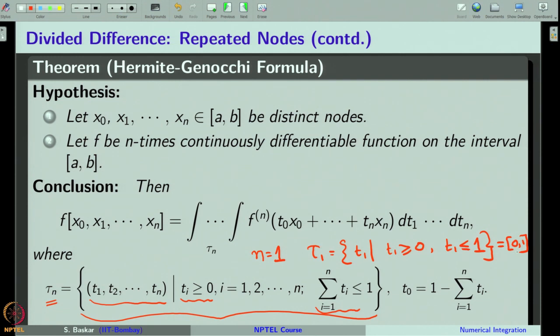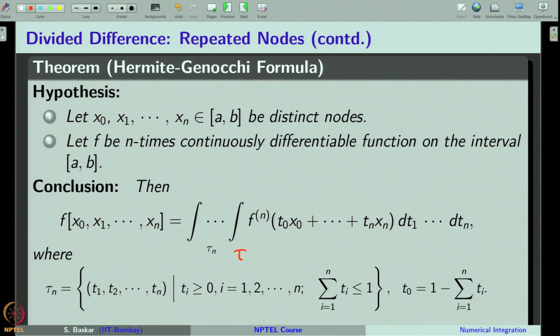Let us see how this set looks like if n is equal to 2. For n is equal to 2, tau 2 is equal to the set of all tuples t 1 comma t 2 such that t 1 and t 2 both are positive and t 1 plus t 2 is less than or equal to 1, right? How will that look like?